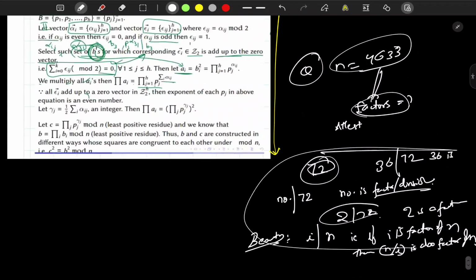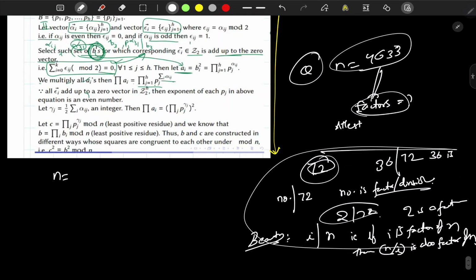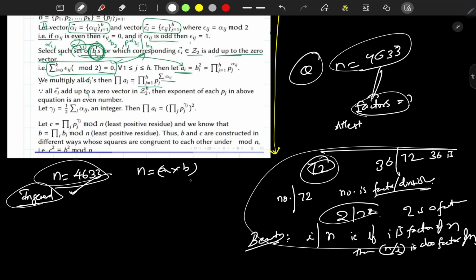Given 4633, in general only this number will be given and we have to factor it into two factors, a times b. But since I am explaining this as an example, I am giving the factor base: -1, 2, 3. And we choose the B numbers. You know what B numbers are, right?